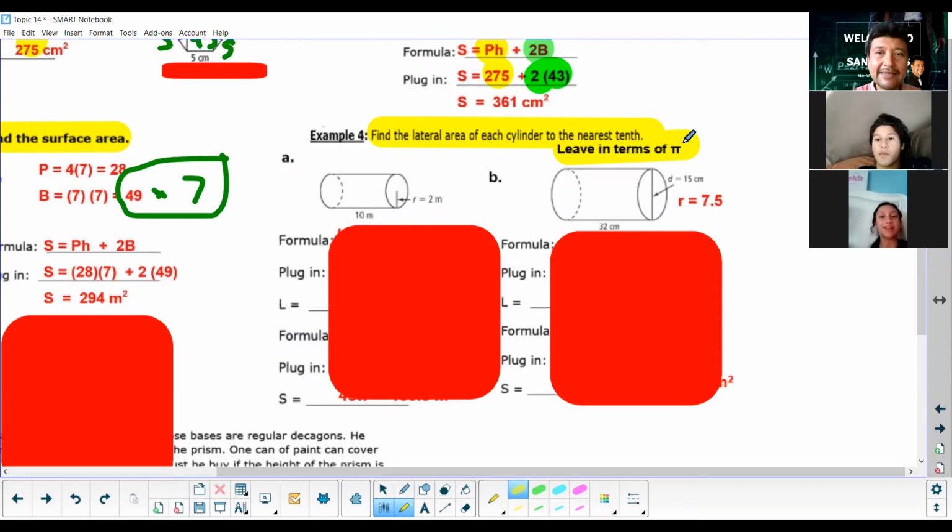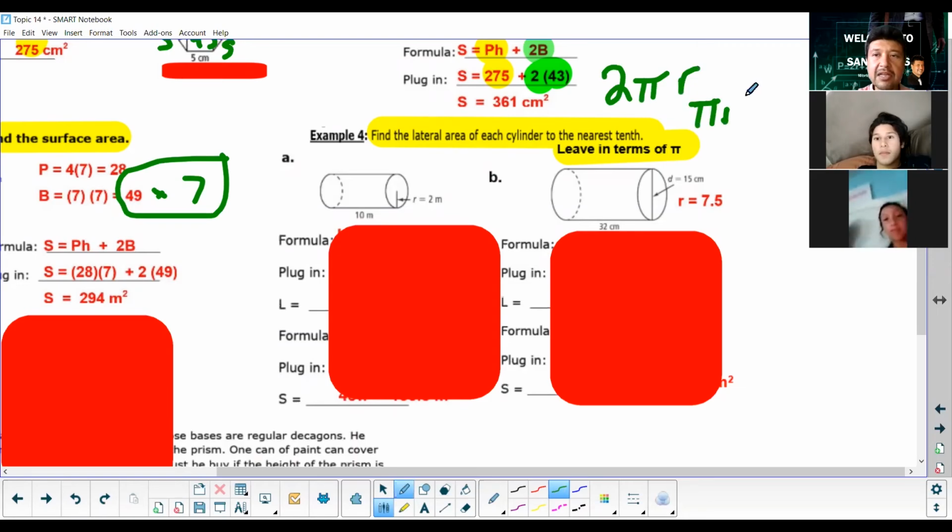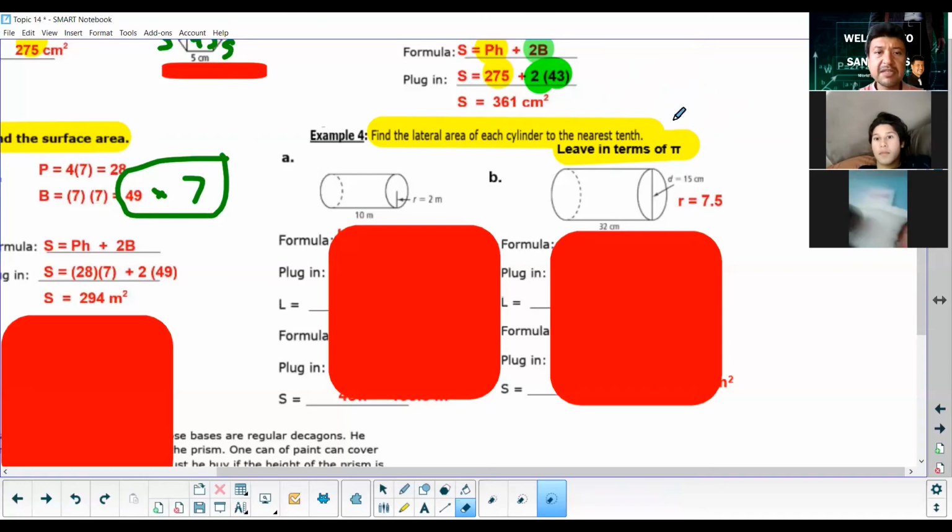It means that in this case, since some of our equations are going to have 2 pi r or pi r squared, we're going to leave the pi. You're not going to touch it. You're going to do all the math around it. That's how you leave it in terms of pi, because pi is irrational, and sometimes you get the best, perfect solution by leaving it the way it is.